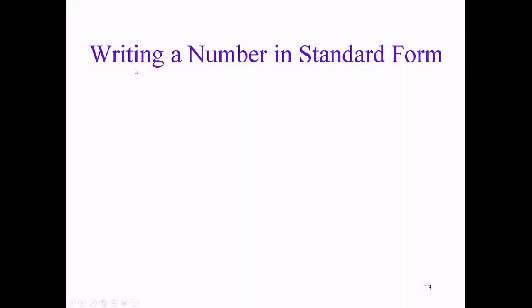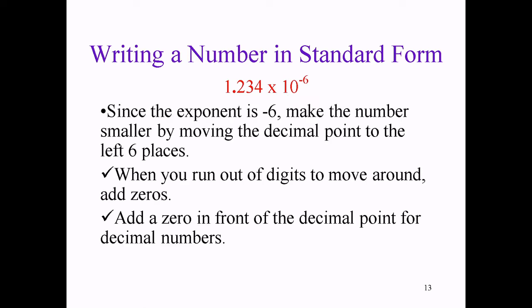Okay, so let's think now about how we're going to go the other way. If I'm given a number in scientific notation, how am I going to write this number in our decimal form, or what's also known sometimes as the standard form. So let's start with a number in scientific notation. We have 1.234 times 10 to the negative 6. The first thing that we need to think about here is that since the exponent is negative 6, we need to make the number smaller by moving the decimal point to the left 6 places.